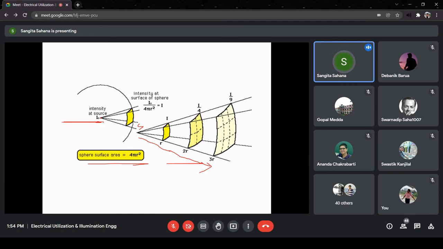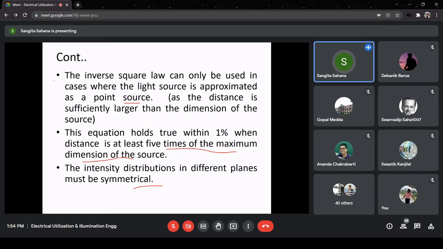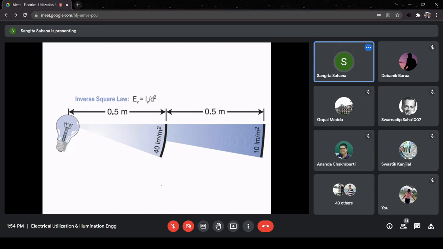So this may be a tube light, maybe a halogen, maybe an LED, whatever. So if the distance is 5 times the diameter of the source, we are assuming that this one is a point source. This law is valid for the point source only. And the intensity distribution in different planes must be symmetrical.